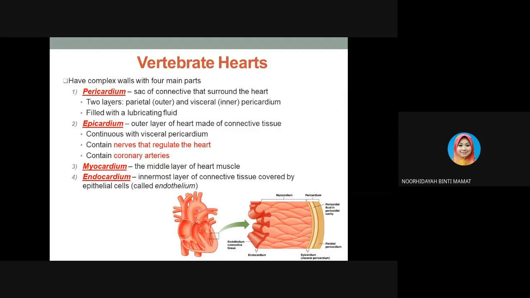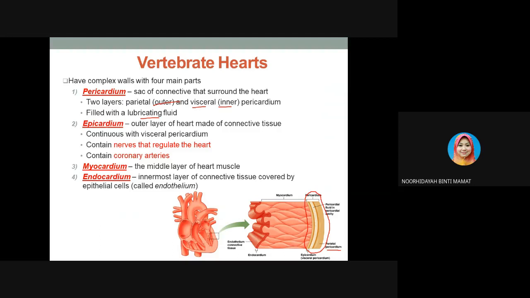It has two layers: the parietal, the outer layer, and the visceral, the inner pericardium. And this part of the heart is filled with a lubricating fluid. So this is the pericardium layer, which contains the parietal pericardium, the outer part, and the visceral pericardium, which is the inner part of the pericardium layer.